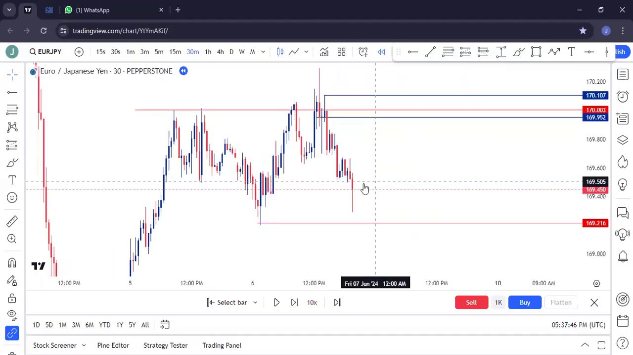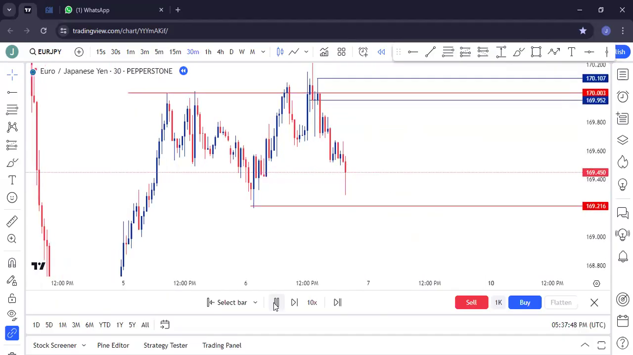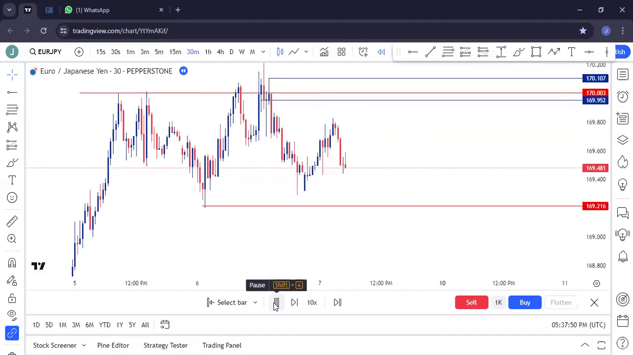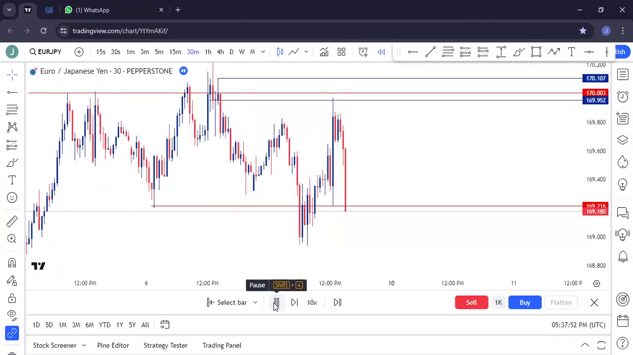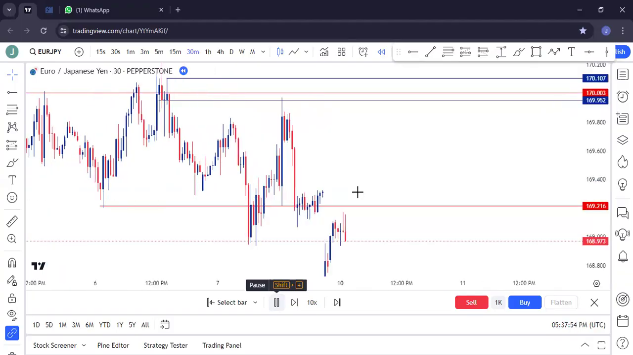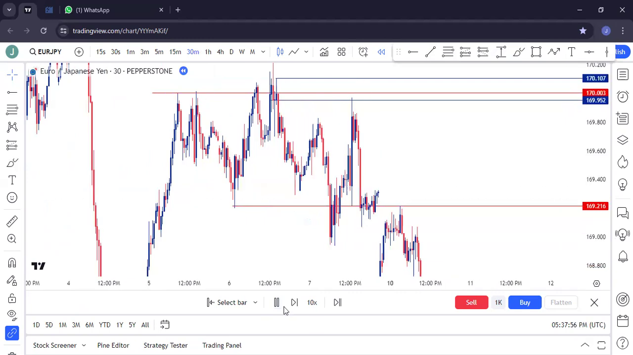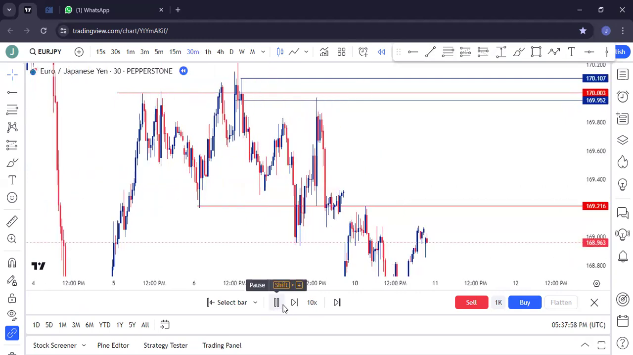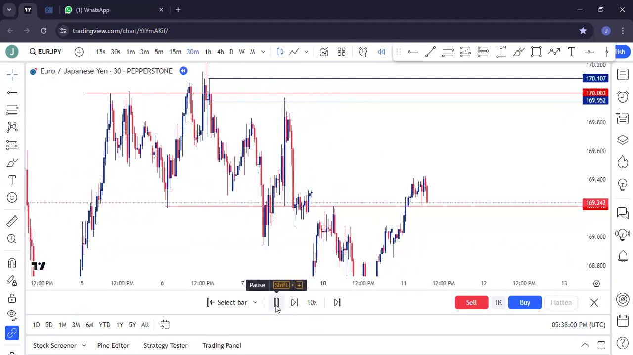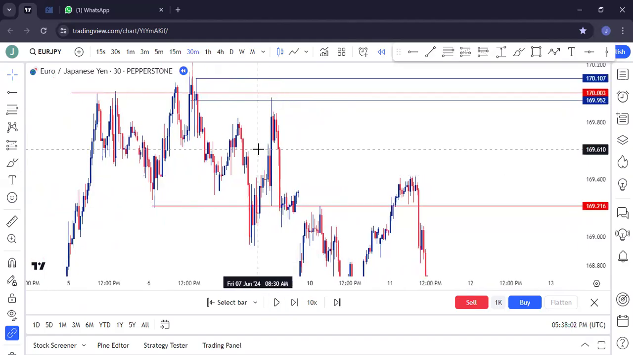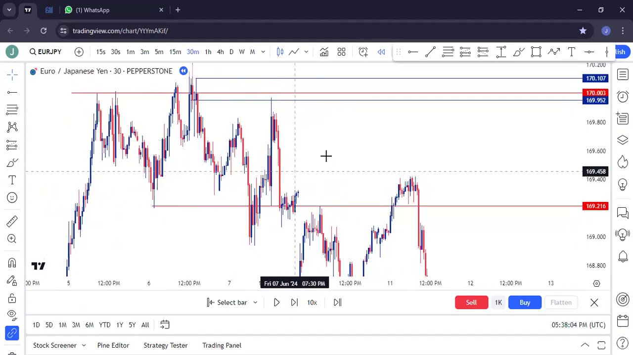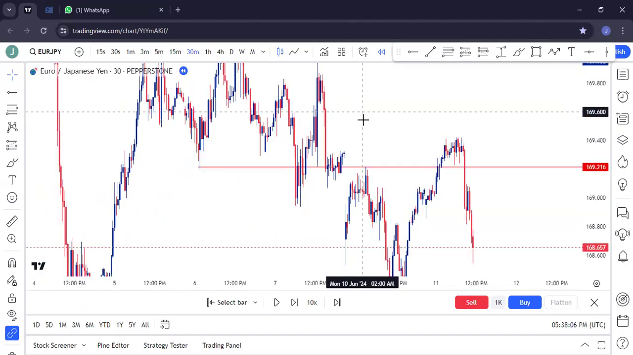So look what the market did. The market came toward that point, sniped, and voila, the market sold. A very, very simple technique, and it is very, very important to understand.